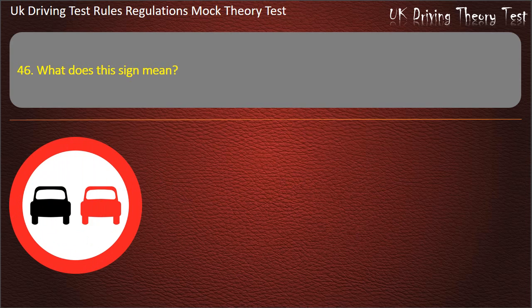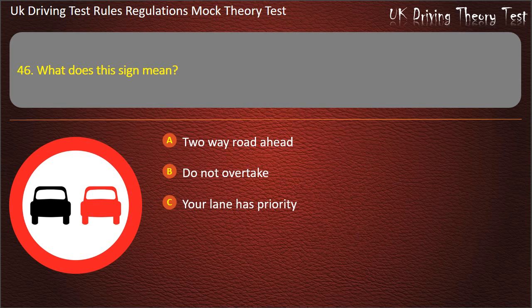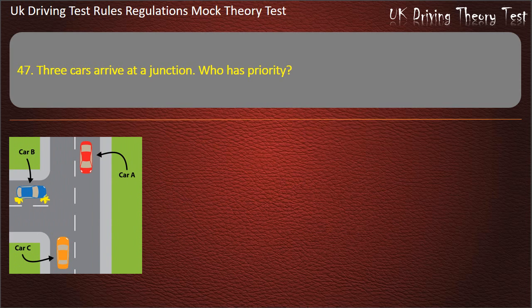Question 46. What does this sign mean? Two-way road ahead. Do not overtake. Your lane has priority. Oncoming vehicles have priority. Answer. Do not overtake. Question 47. 3 cars arrive at a junction. Who has priority? Car C. Car B. Car A. Answer. Car C.